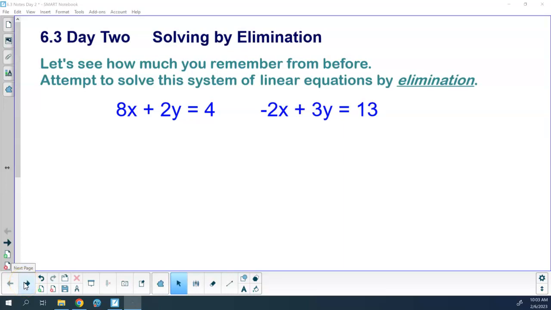So just like we did on Thursday with substitution, I would love for you to try to solve this system of equations, 2 equations, 2 unknowns, with elimination this time. Elimination more than likely is your go-to when you're solving a system of equations. So you should remember how to do that. So try solving this system with elimination.